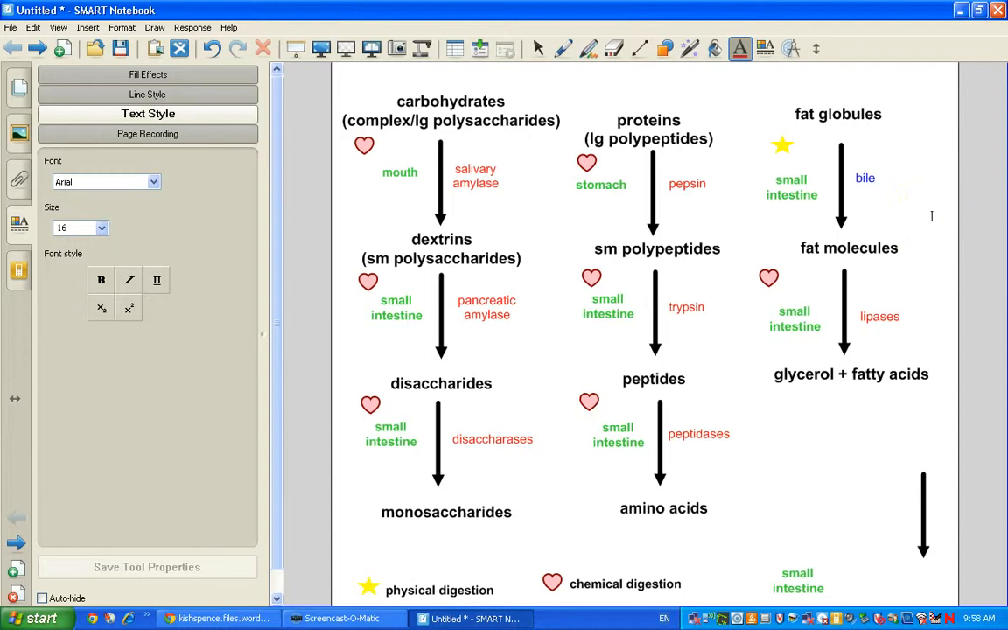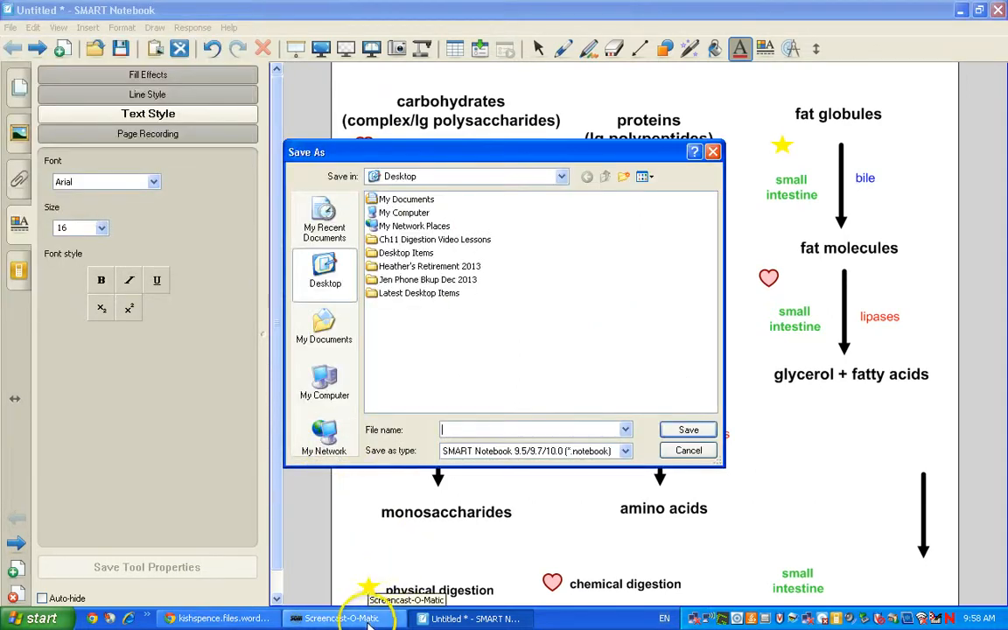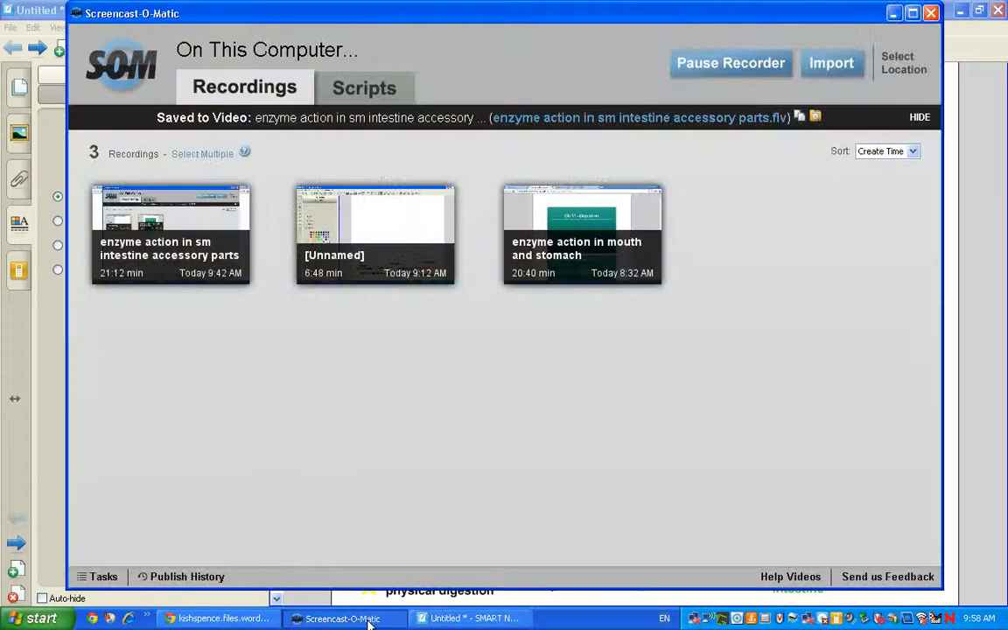So the bile salts act by kind of surrounding and pulling apart the fat molecules. So that's it. I'm going to save this. And I'll put a copy on the website. So hopefully this would give you a study tool.